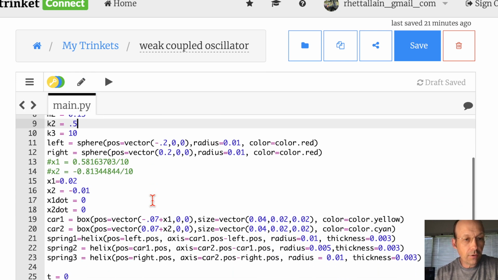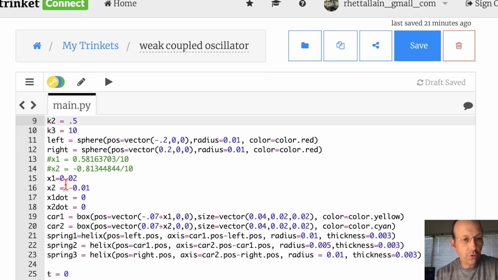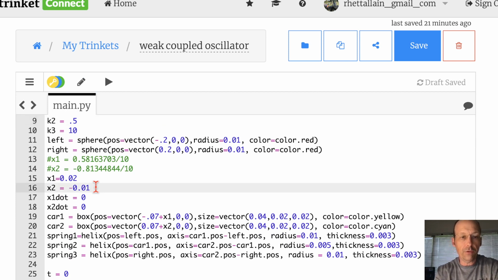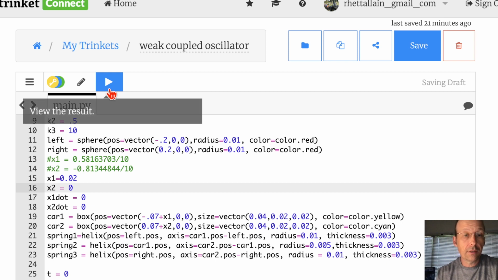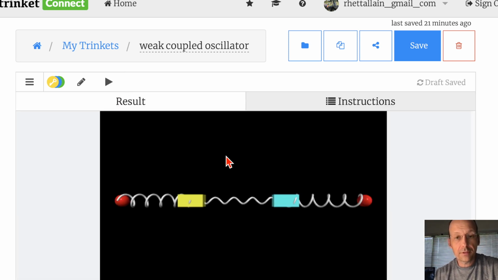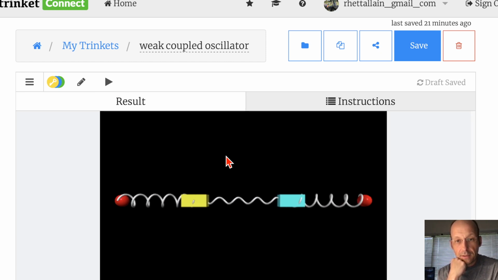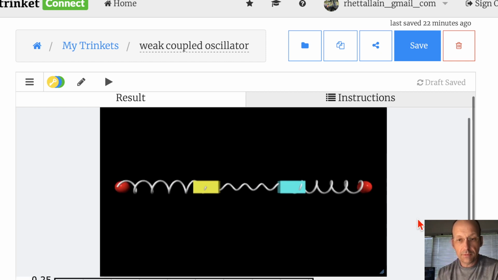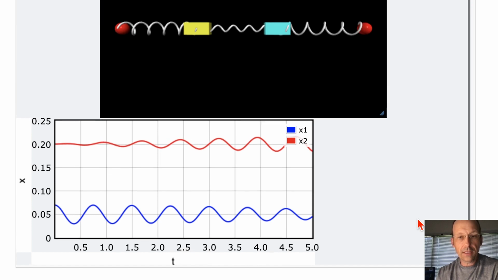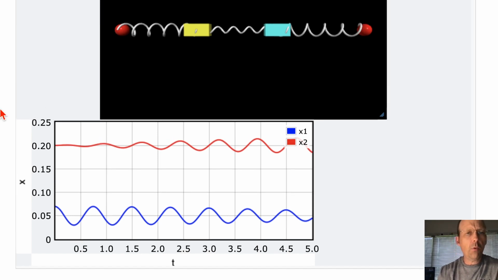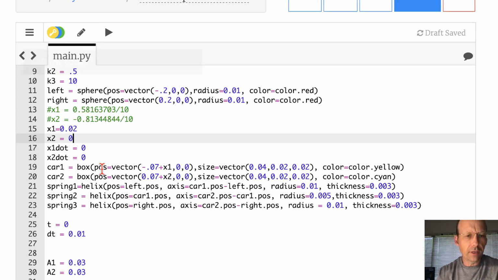Now I want to go down here. I have x1 is 0.2, x2 is some other value. Let's just put this at 0. And I apologize for the noise. I don't know what they're doing. I don't want to stop. Okay, so the one starts oscillating. And let's see if it stops. Let's look at the graph. I think it is. I think it's going to do it. I think when I want to make it oscillate a little bit higher frequency, I think that will help.